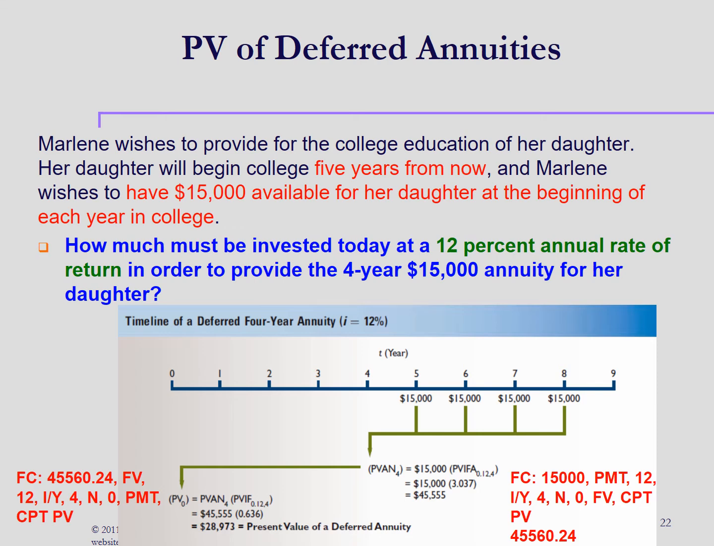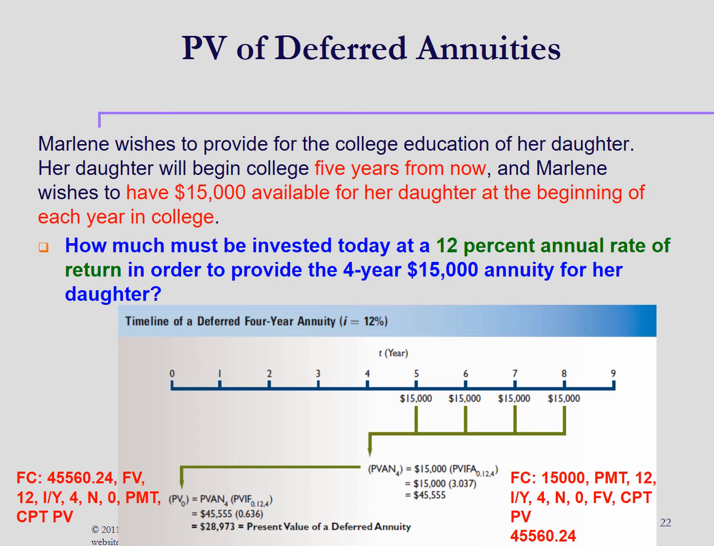Marlene wishes to provide for the college education of her daughter. Her daughter will begin college 5 years from now, and Marlene wishes to have $15,000 available for her daughter at the beginning of each year in college. How much must be invested at a 12% annual rate of return in order to provide the 4-year $15,000 annuity for her daughter?